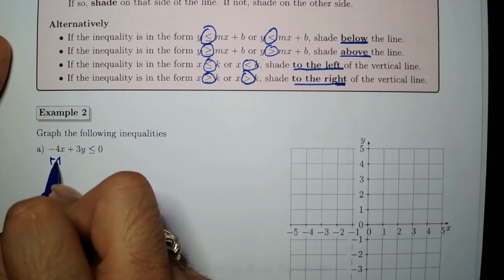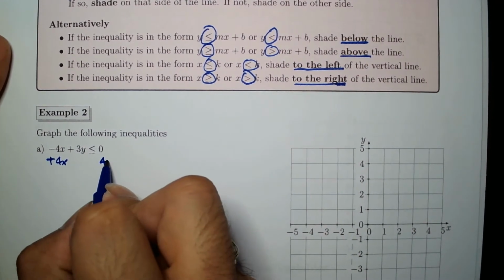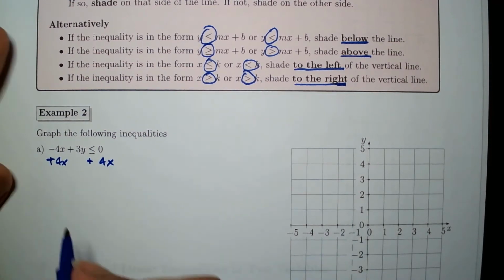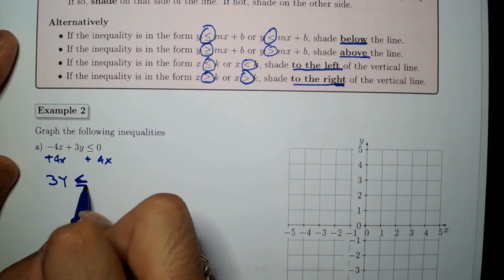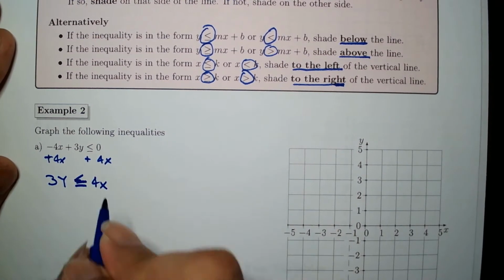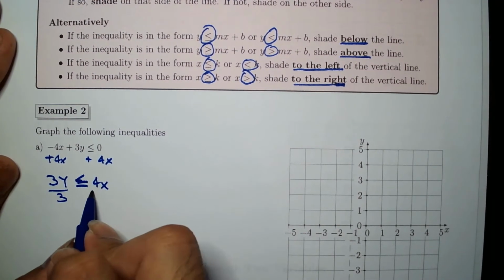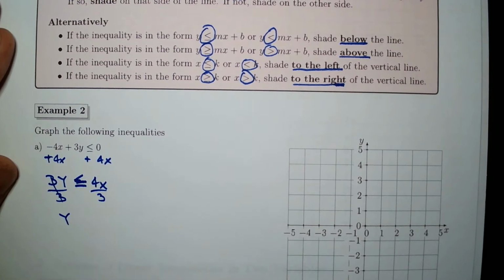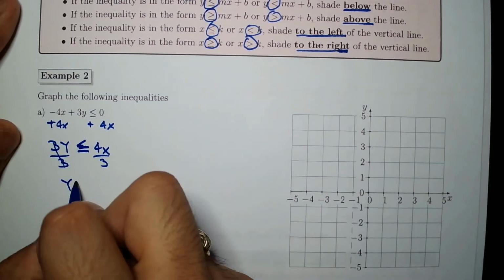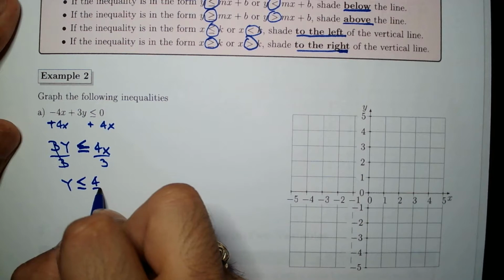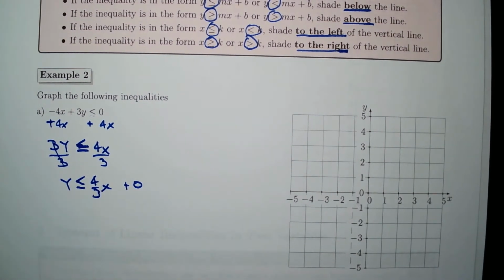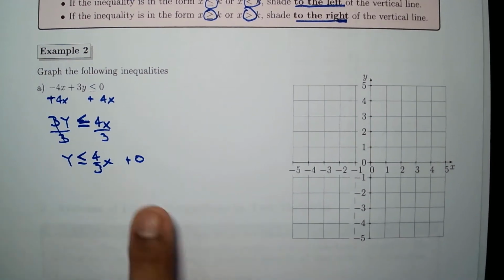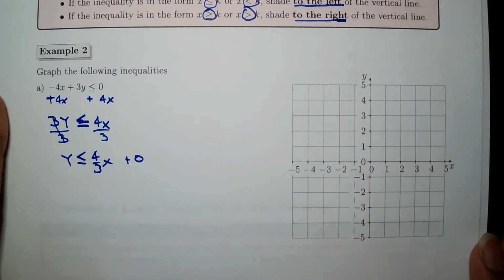So let me add 4x to both sides of the inequality, 3y less than or equal to 4x, and then divide both sides by 3. Y is less than or equal to 4/3 x, and if you will, plus 0. You don't have to write that 0, but it's good for reference. So in this case, let's graph.